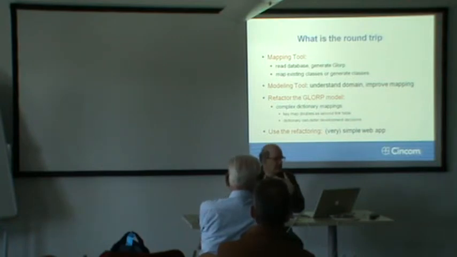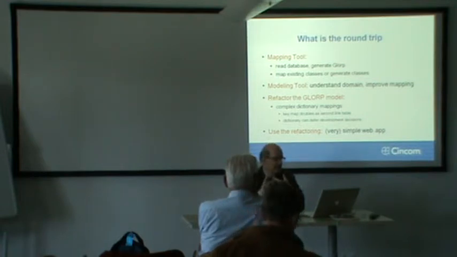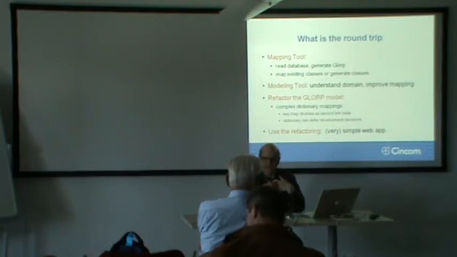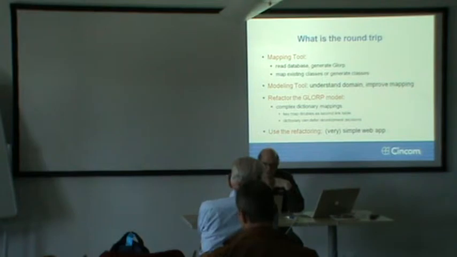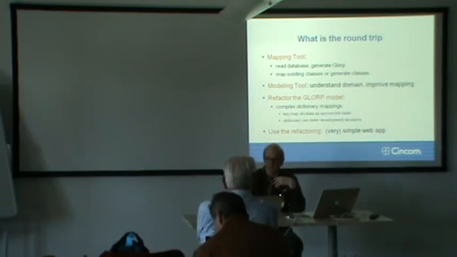So first of all, we want to look at how you would get a Glorp model of the database. Then how you might look at that model to understand it and clean up the model that you had. Then I'm going to refactor the Glorp model, and that will allow me to demonstrate a new feature which I've added to Glorp, or maybe an existing feature I've made work as it should rather than as it did. Then I'm going to prove that the refactoring works by actually using it in a very simple web app. I'm going to do all this on a real application.